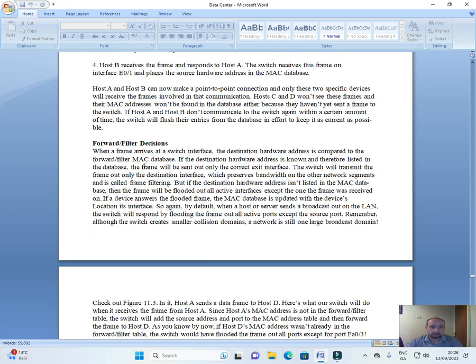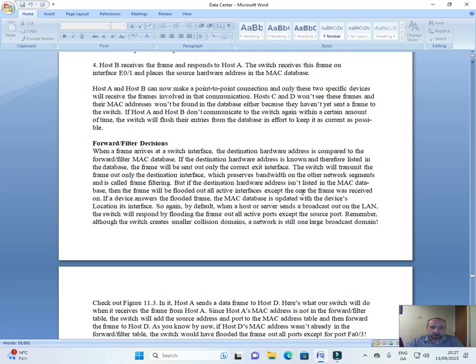Forward filter decisions. When a frame arrives at a switch interface, the destination hardware address is compared to the forward filter MAC address database. If the destination hardware address is known and therefore listed in the database, the frame will be sent out only the correct exit interface. The switch will transmit the frame out only the destination interface, which preserves the bandwidth on the other network segments and is called frame filtering.